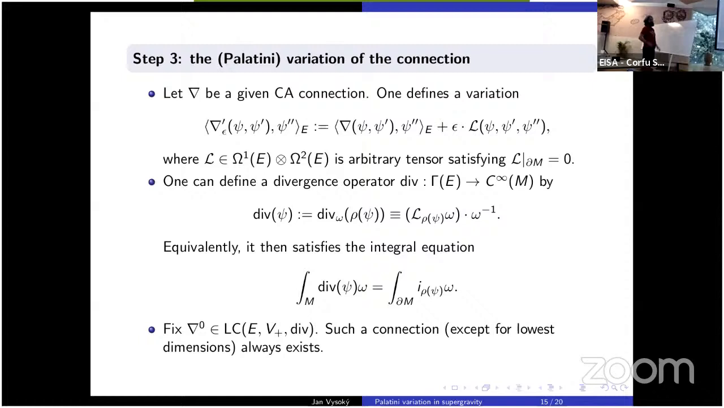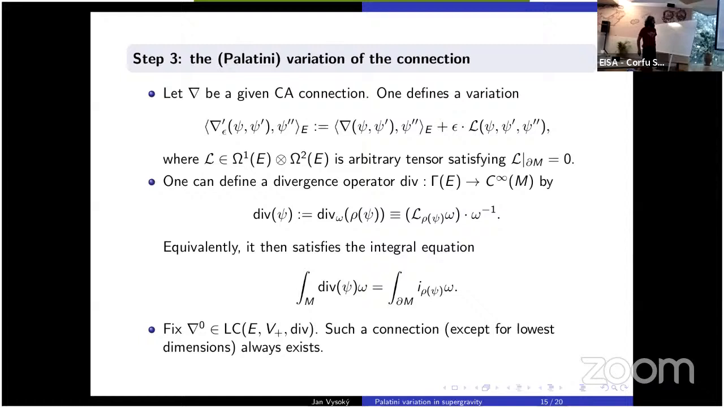So you can vary it very easily like this. You can define a new connection nabla prime, and you simply add some arbitrary free tensor, which is skew symmetric in the last two inputs. And this is the most general variation of a Courant algebroid connection, and you assume that it vanishes on the boundary.